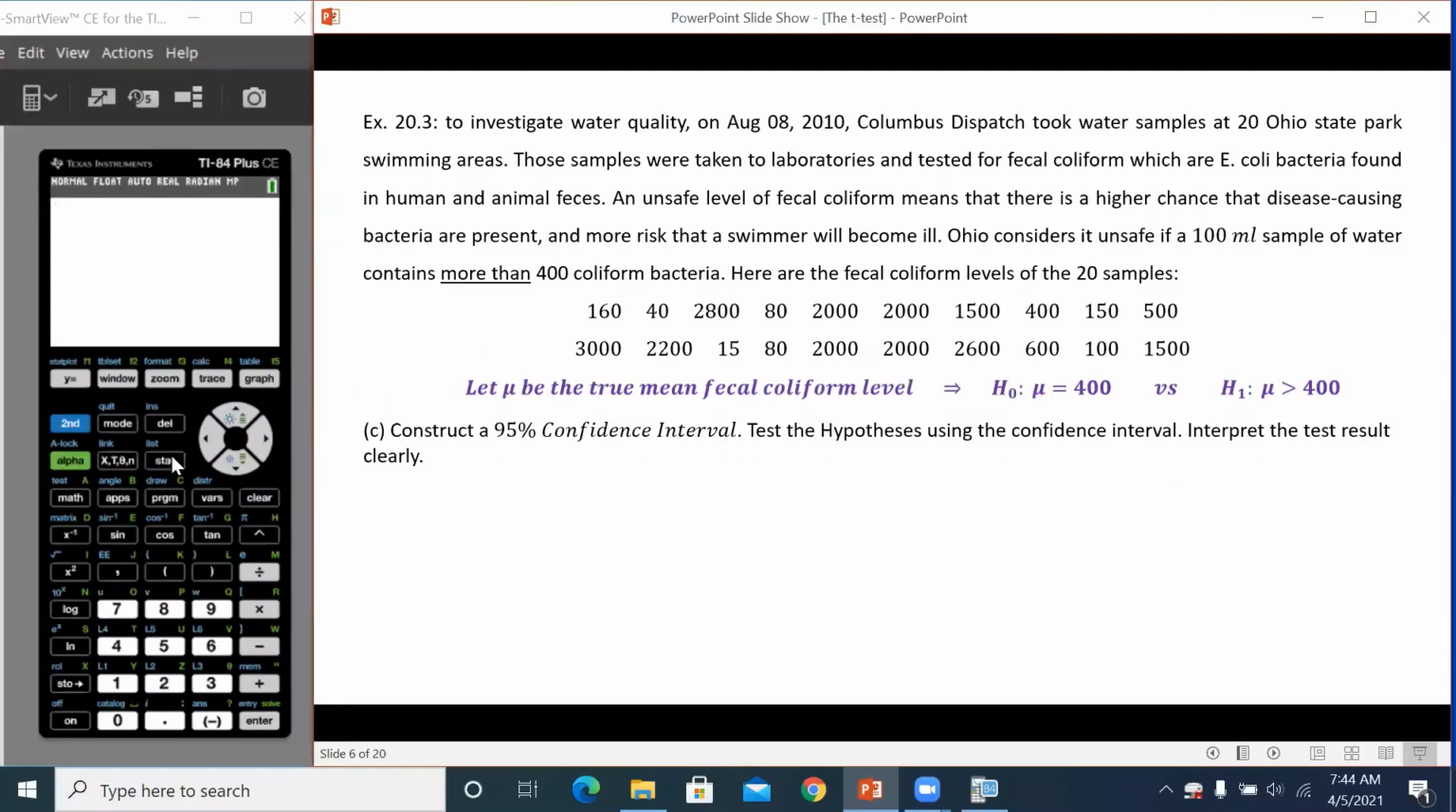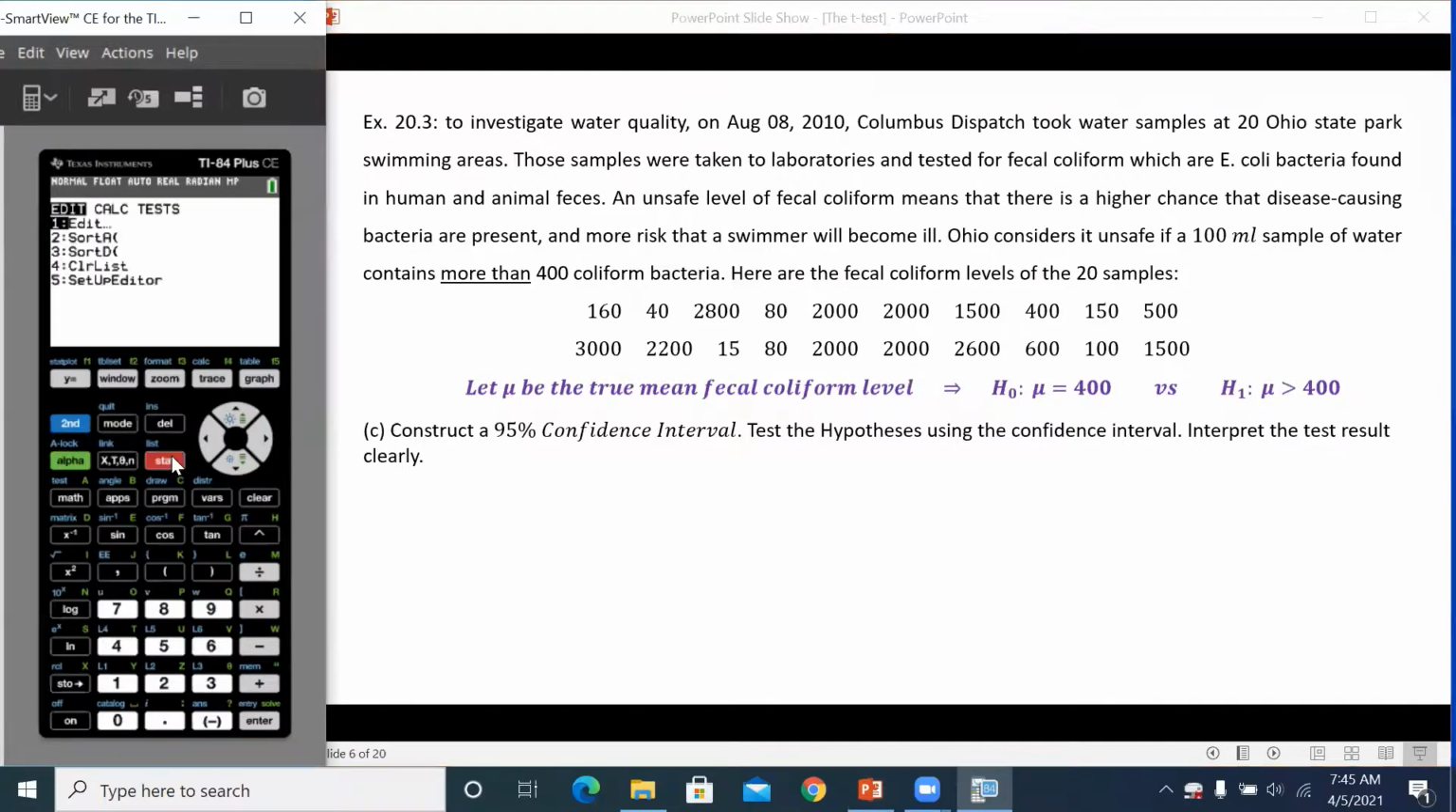All right, here's our calculator. The data set is given for this question, so we have to first enter the given data set. So I will go to Stat, Edit, number 1, Edit, and then hit Enter. And I'm going to enter the given data set into the list L1. 160, 40, 2800, and so on. I will pause the video now and enter the complete dataset and come back.